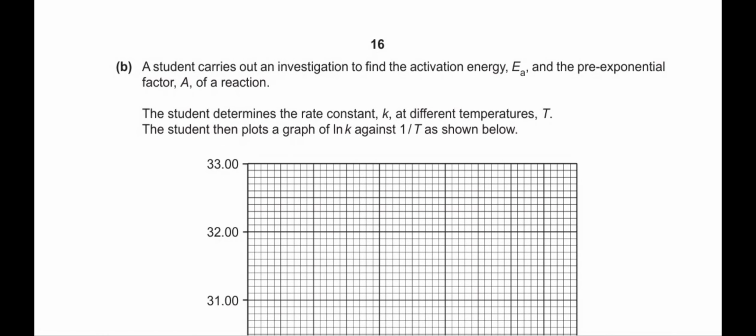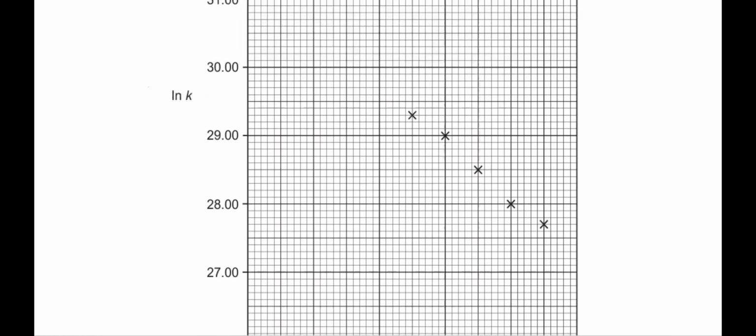Part B. A student carries out an investigation to find the activation energy EA and the pre-exponential factor A of a reaction. The student determines the rate constant K at different temperatures T. The student then plots a graph of ln K against 1 over T as shown below.